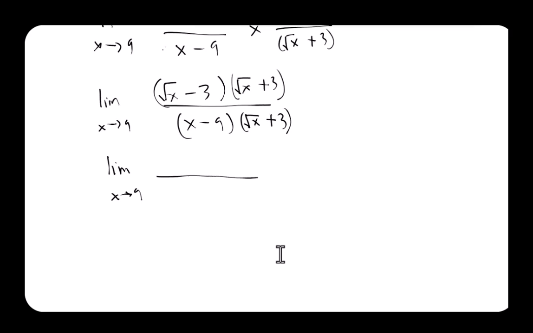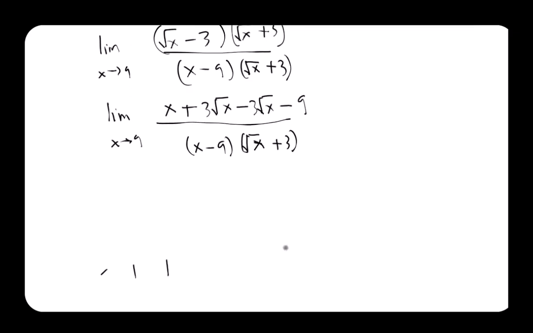of the function. Now we expand the whole numerator function. We are going to have square root of x into square root of x. That's going to leave us with x plus 3 square root of x minus 3 square root of x minus 9, divided by the expression x minus 9 multiplying square root of x plus 3.